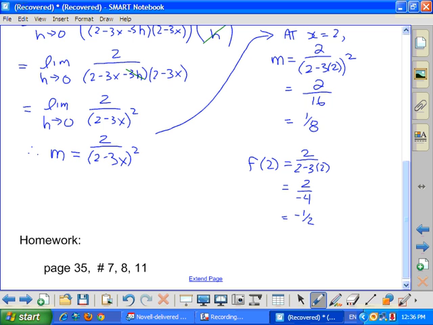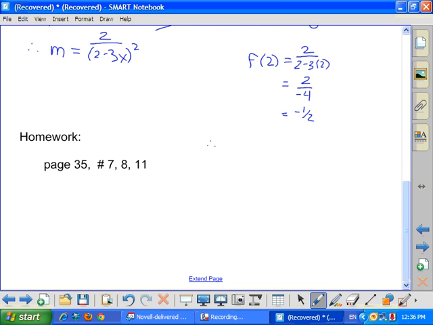Now I'm going to use the point-slope method that we learned in grade 9. So y equals m times x minus x1, plus y1. So the slope is 1/8, times x minus 2, and the value is minus 1/2. So there's the equation of the tangent line, and you can distribute it in, but I'm not too worried about that at this point in time. So there is your final equation.